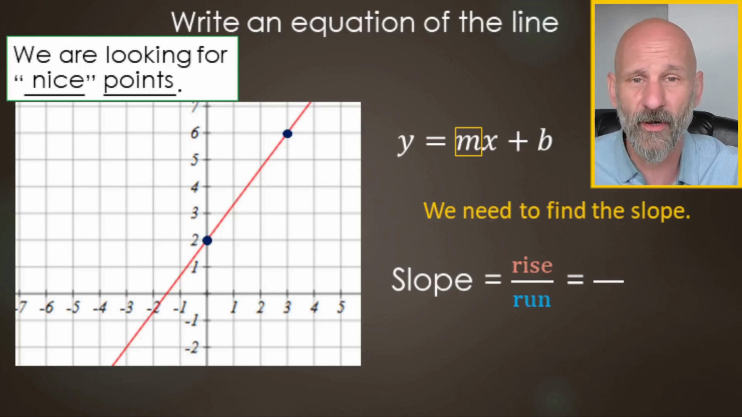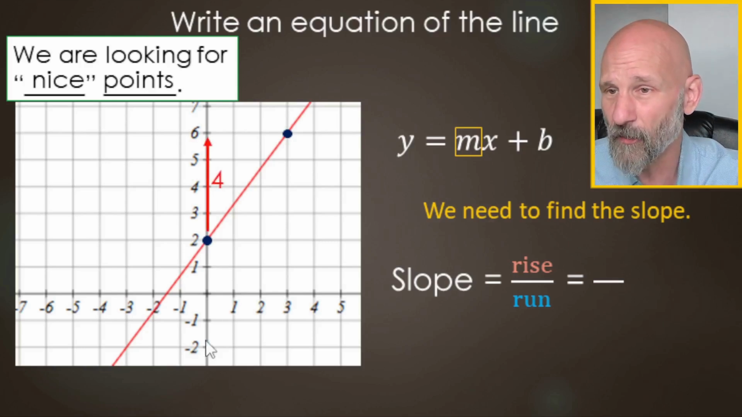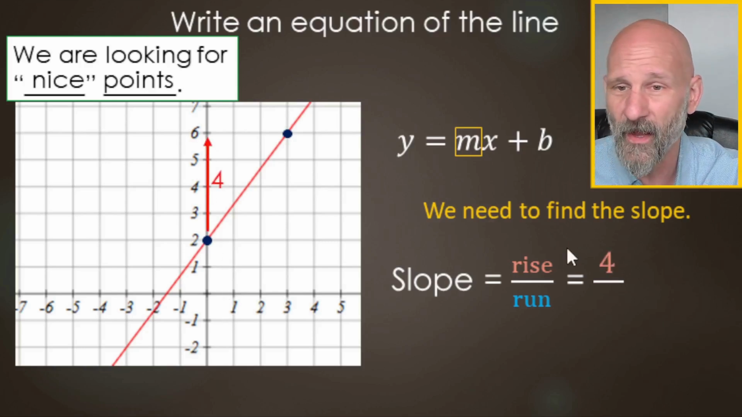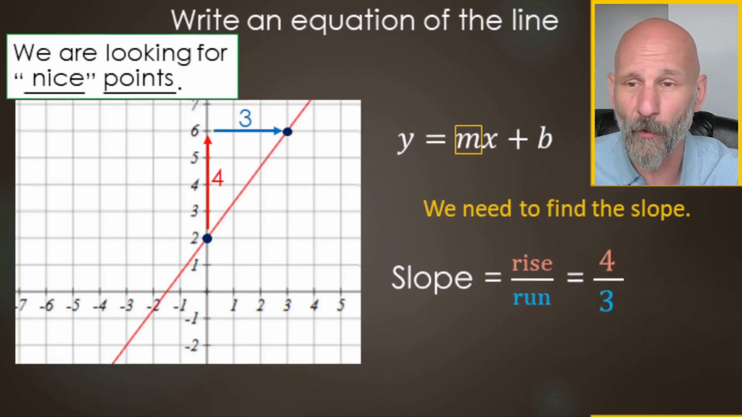We're just counting squares. For the rise, how many squares up? For the run, how many squares to the right? So here we go, counting squares. 1, 2, 3, 4. That's the rise. And then 1, 2, 3 to the right. That's going to be the run. And now we found the slope.